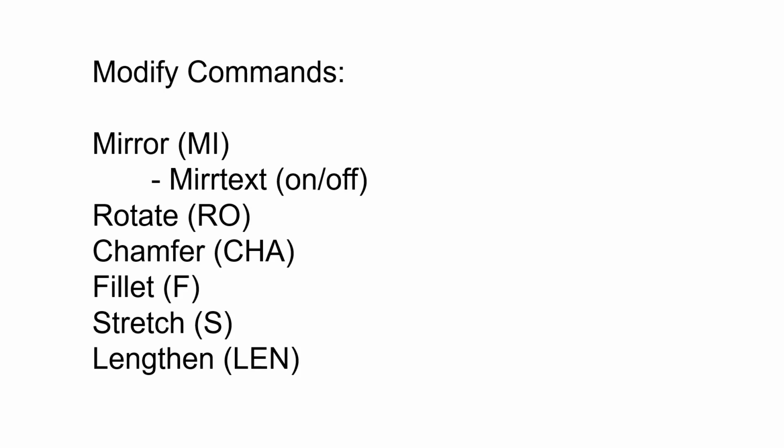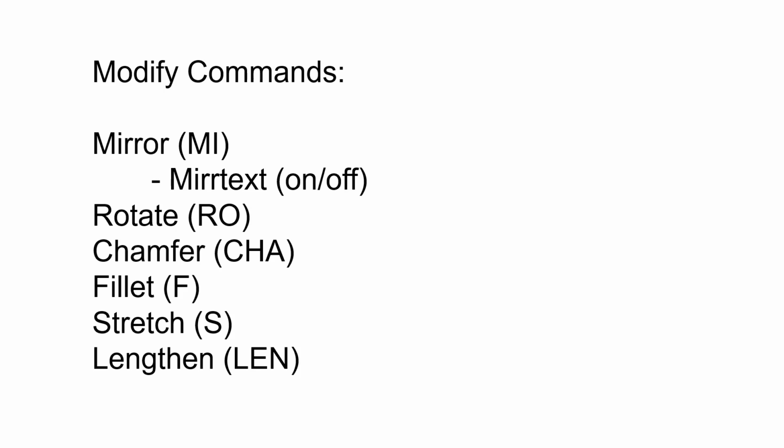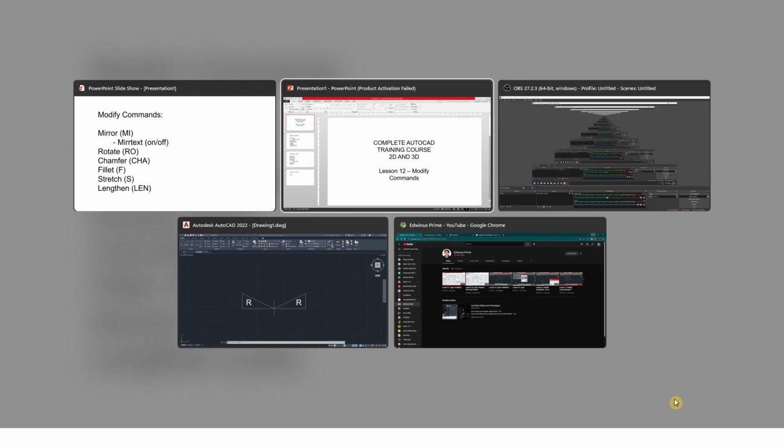First, we have the mirror command, and along with it we can also use mirror text. Then rotate, chamfer, delay, stretch, lengthen, break, extend, explode, p-edit, align, and scale. We are going to use the mirror command first, so now let's go to our AutoCAD application.